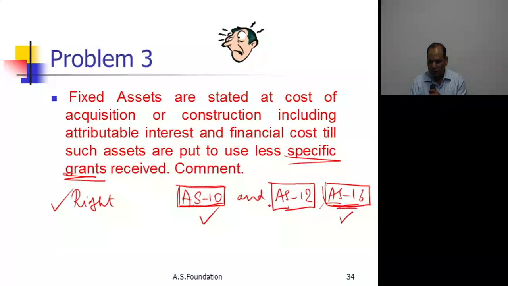ठीक है? So the answer is the company's accounting treatment is right. All acquisition and construction costs should be capitalized. Borrowing and other financial costs can be capitalized if they comply with conditions given in AS16. And as per AS12, government grants specifically received in connection with a fixed asset can be deducted from the cost of the fixed asset. Okay.